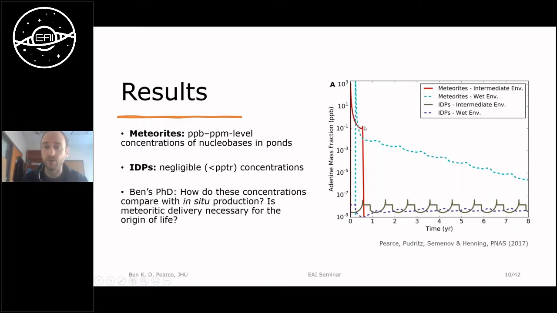This is when UV was turned on. Here you see this cliff, and in the wet environment, UV is never turned on, and seepage is the next most efficient sink. So seepage slowly carries away the adenine out of the pond.